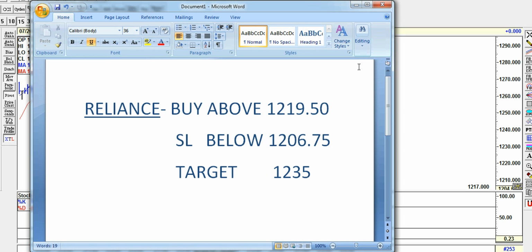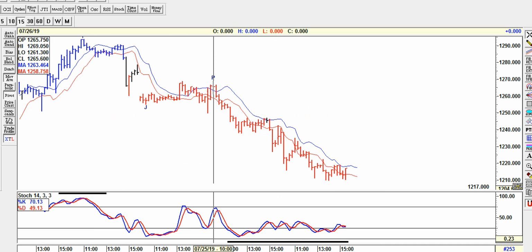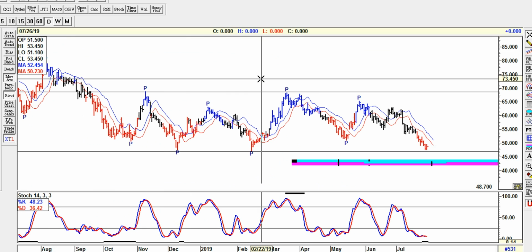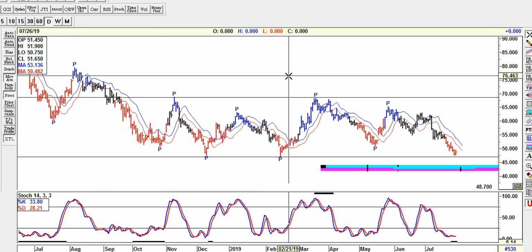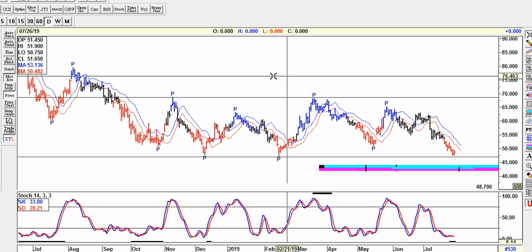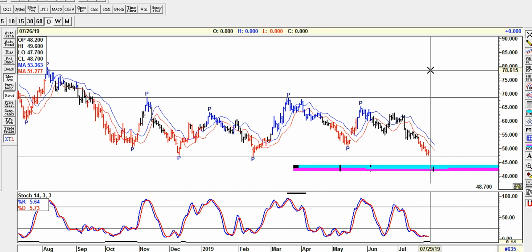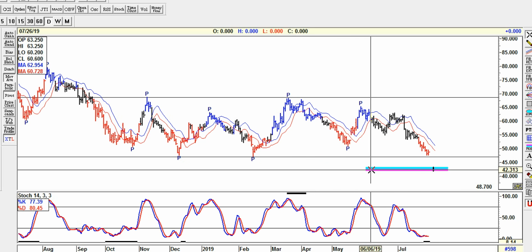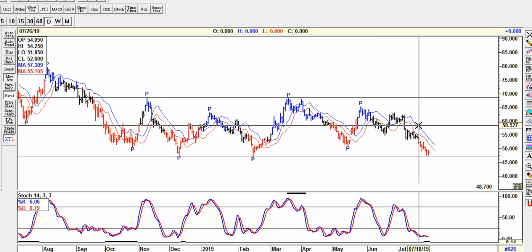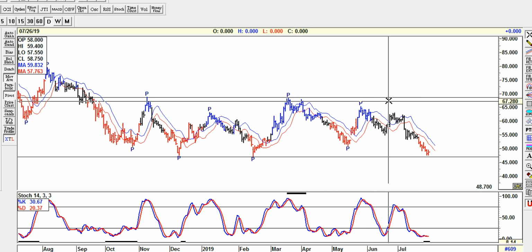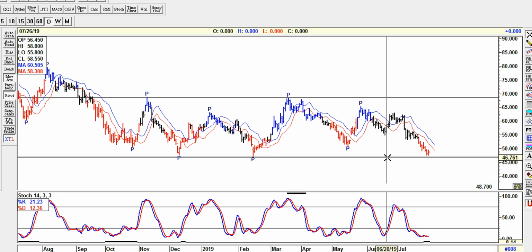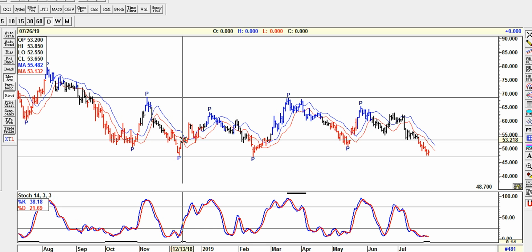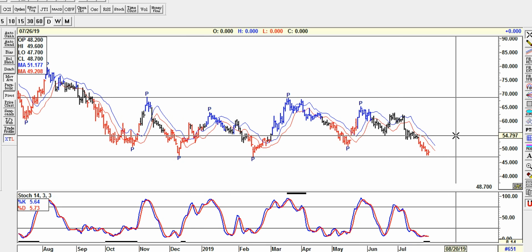Let's talk about our second share, which will be NBCC. Okay, NBCC has an interesting price setup here. Okay, just let me take this out first. Okay, see, the prices have been trapped inside this upper and lower zone for the past 8 to 9 months, and this price action is now trending on the lower side of the range.